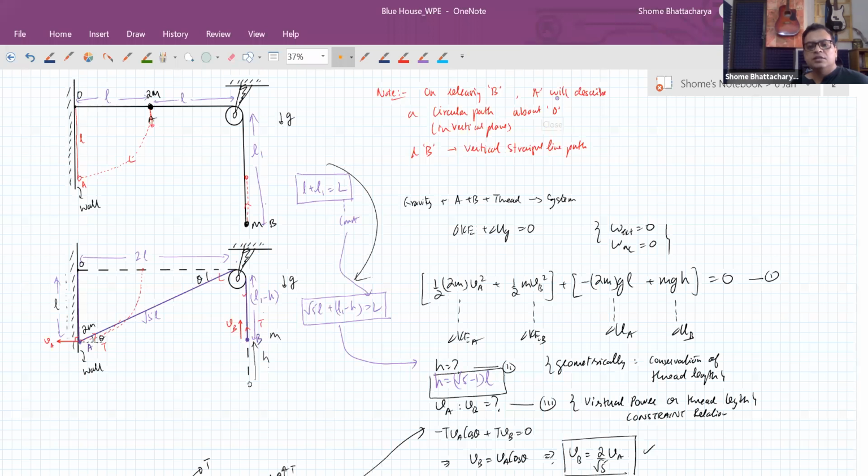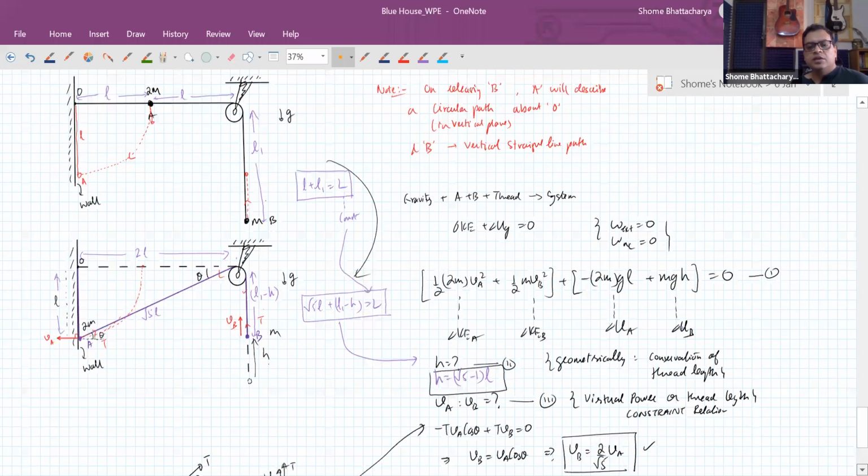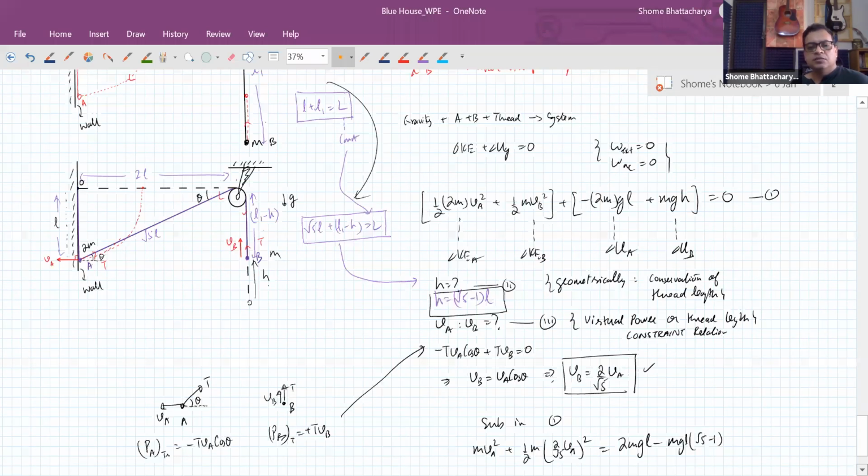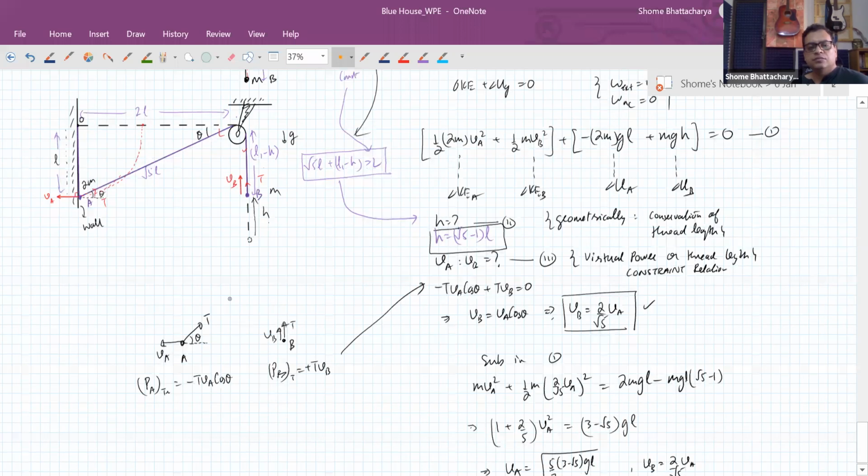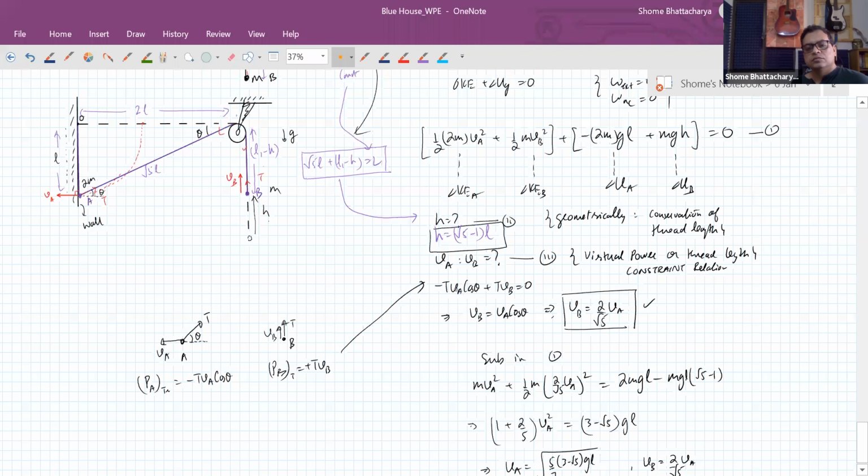Yeah, so that half has been cancelled, Samar? That's why I've got 2 by 5. No, but that thread is different. The one which is connecting the point O with A, that length L is over here. That's the vertical section. I'm concerned with conserving the length of the thread joining A and B. So that's why it's L plus L1. So that gives me the value of H. Now the constraint relation is simple, the virtual power method you can use here. So this constraint is coming from virtual power.